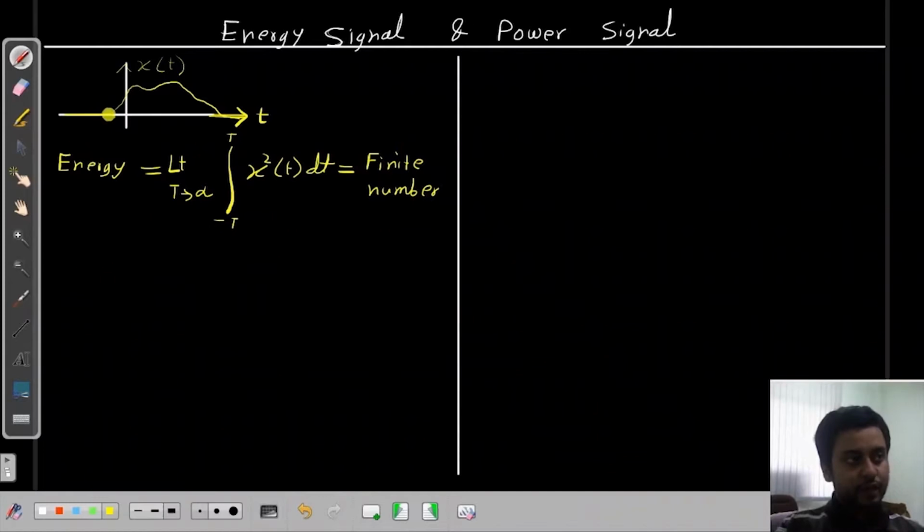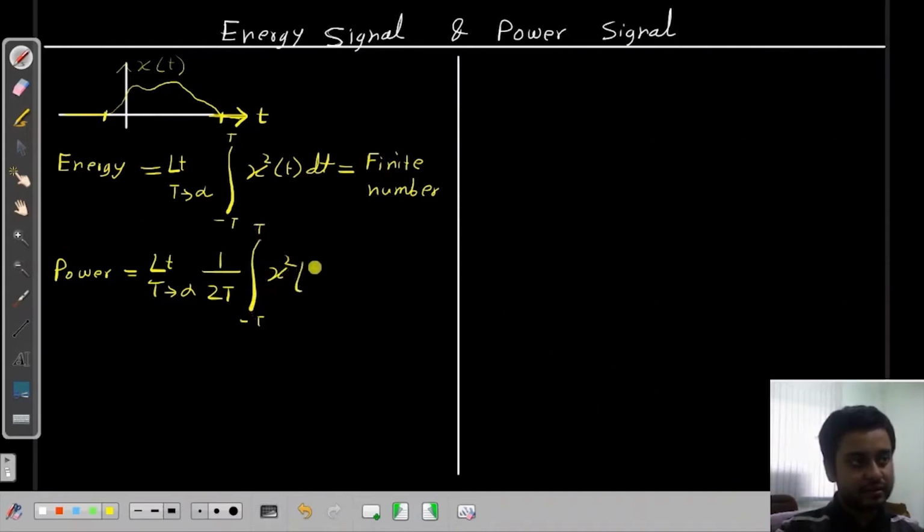Essentially, you have to carry out this integration from this point to this point. After that or before that, the integration will result in 0. But if you calculate the power of this signal, you have to divide the energy by 2t, then you shall get 0.